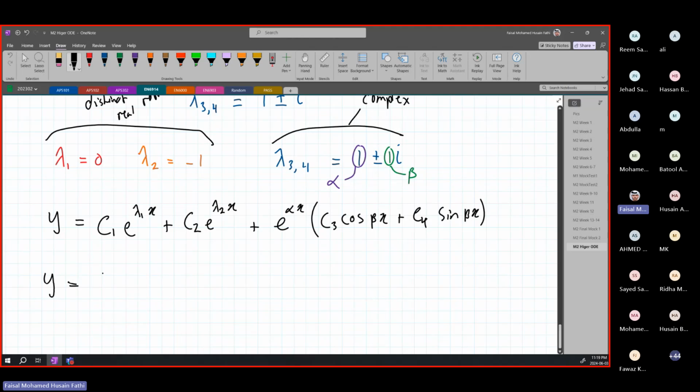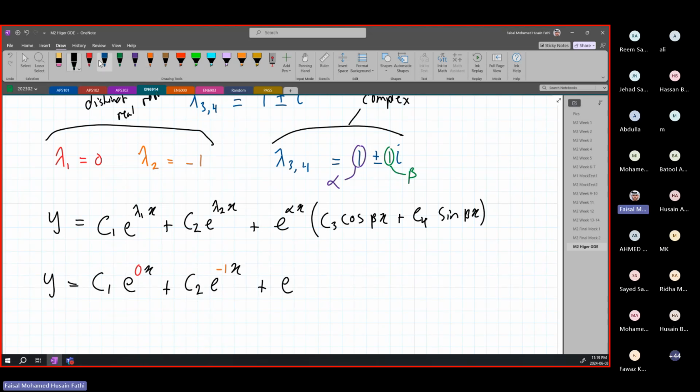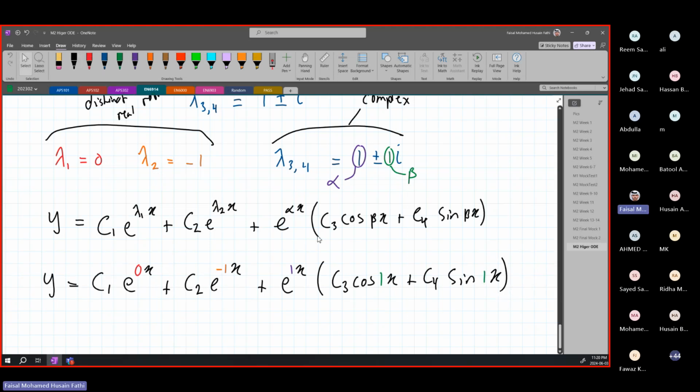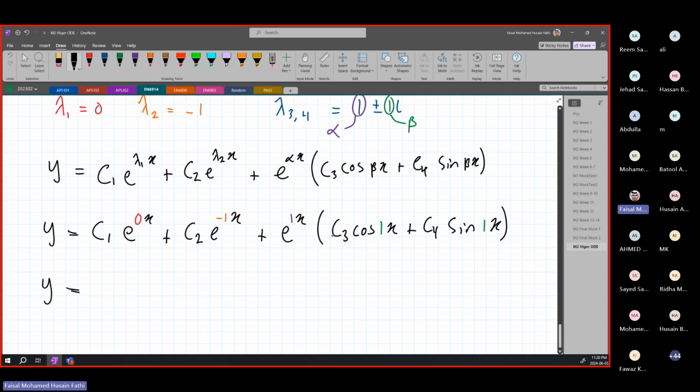Y is equal to c1 e to the power of negative 1. Oh, sorry, lambda 1 is 0. So 0 x plus c2 e to the power of negative 1 x plus e to the power of alpha, which is 1 x, c3 cosine beta, which is 1 x, plus c4 sine beta, which is 1 times x. And this is your final solution. So, or your general solution, I should say.